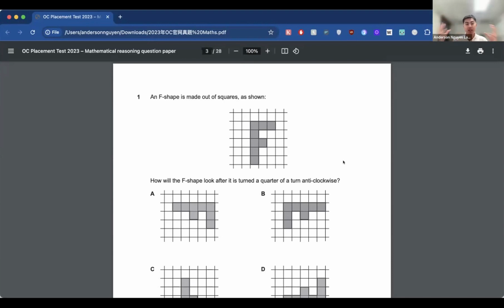So you've got to be careful and read the whole question. You have an F shape that's made out of squares and is shown on the grid below. They actually shade it to make that shape. How will the F shape look after it's turned a quarter of a turn anti-clockwise?